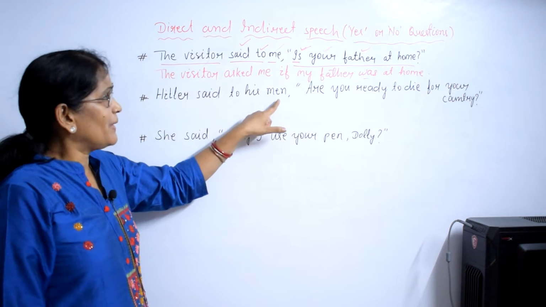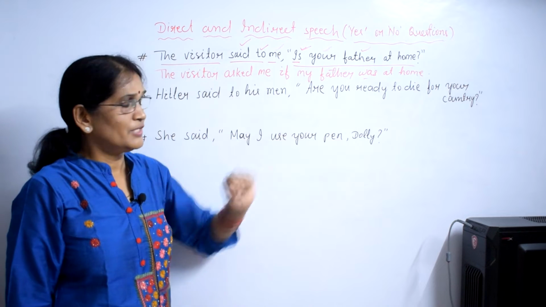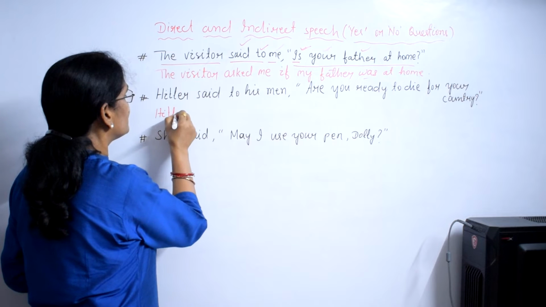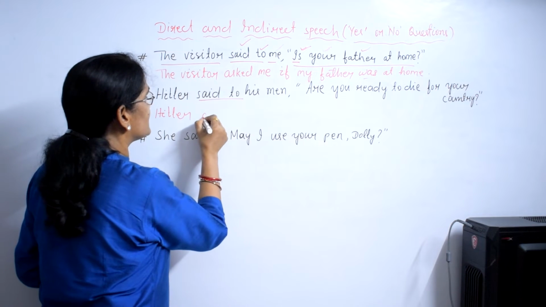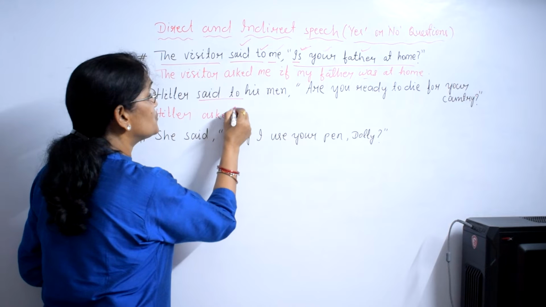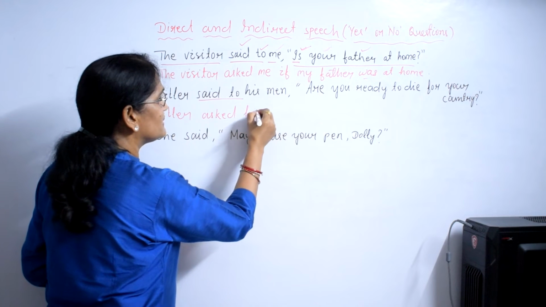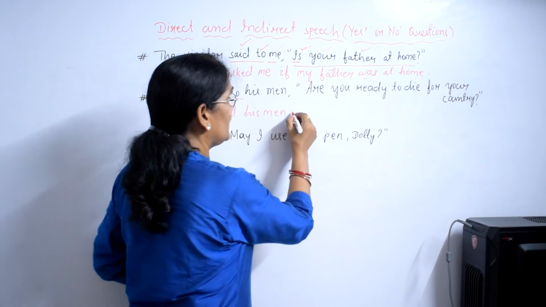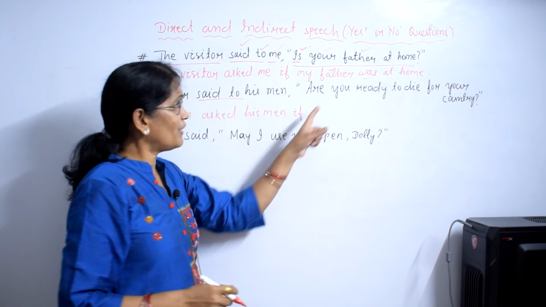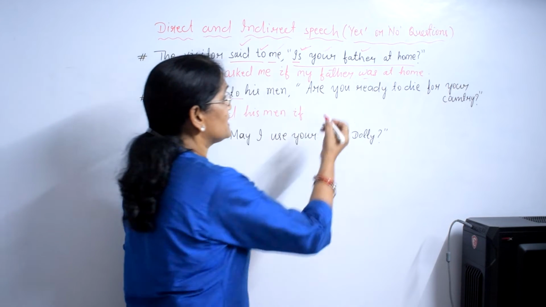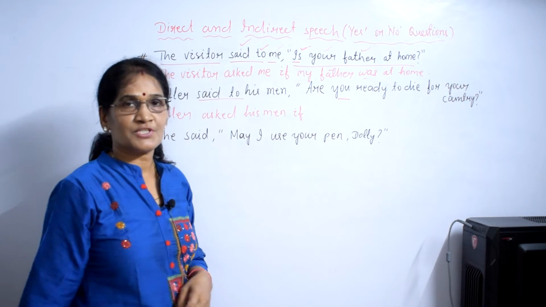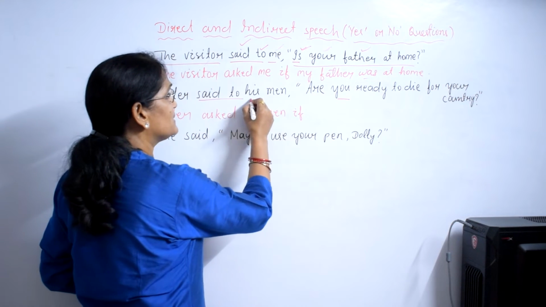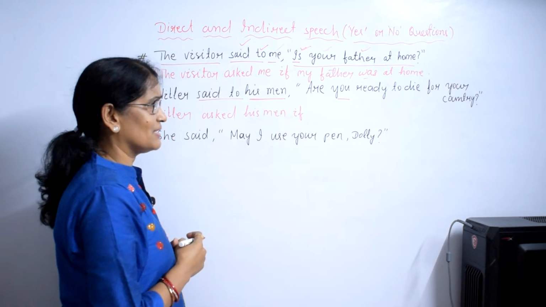Hitler said to his men, "Are you ready to die for your country?" Here Hitler is the speaker, said to becomes asked. Asked whom? His men. Then conjunction if. Then you find out the subject. The subject here is you, a second person pronoun. Second person pronoun will be changed as per object. The object is his men.